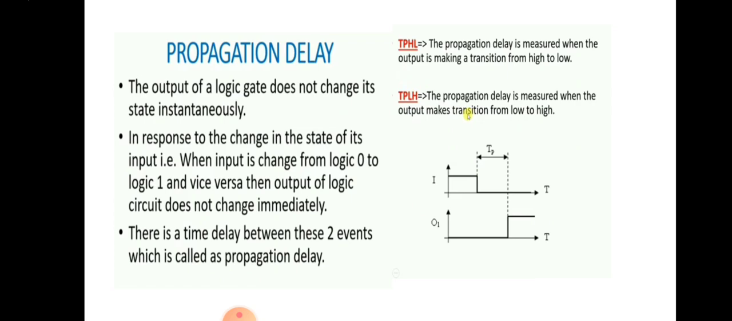The propagation delay also has two types, that is tPHL and tPLH. tPHL is the propagation delay which is measured when the output is making a transition from high to low. As the name indicates, tPHL means high to low, and tPLH is the propagation delay which is measured when the output makes a transition from low to high. So I think this concept is clear to everyone.